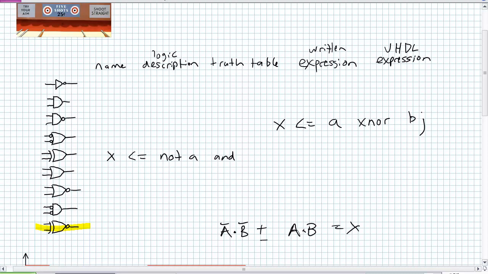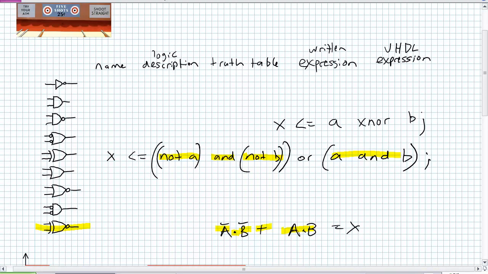And go ahead and do this all and kind of illustrate what I'm talking about. So not A and not B, or A and B. Do I need parentheses? Not really. Do I need a semicolon? Yes. In parentheses, what I could do is do this, and do this, and do this, and do this to make sure. So now we've gone over every single one of these gates.